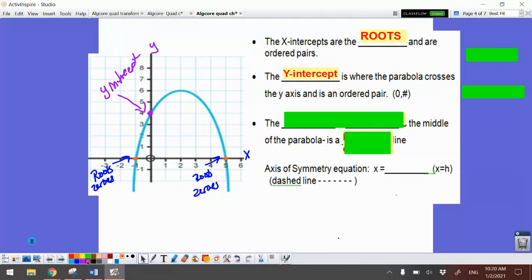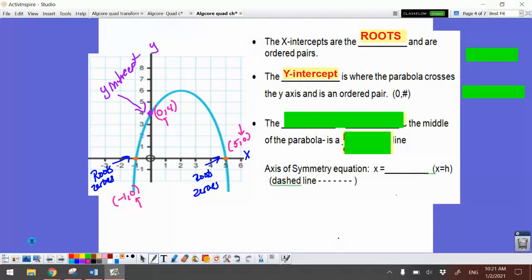So if we think about all these ordered pairs, I've got this first root here. This first root as an ordered pair is going to be 5, 0, because that's an x-intercept. And this one is -1, 0. Notice that the 0 is in the y value. The y-intercept, that's 0, 4. My 0 is in the x value.